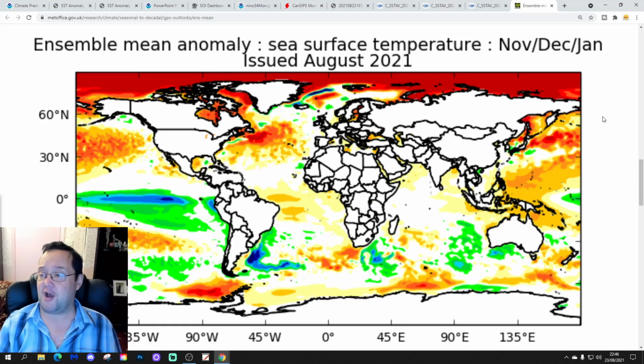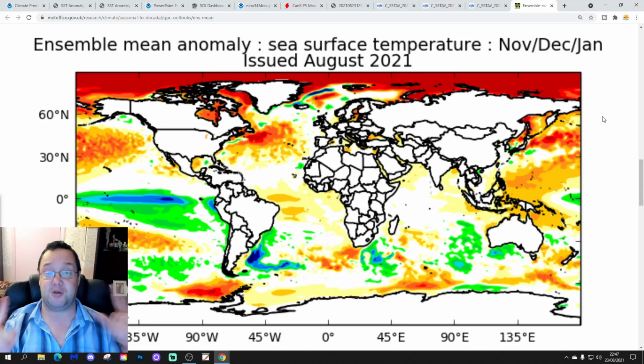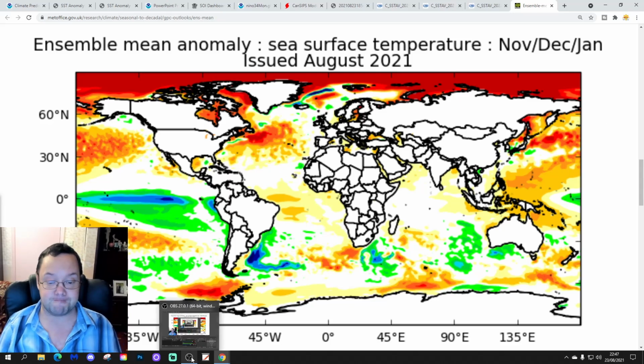Right, so that's the final Enso update of the year. Enso updates will return in January. So the Enso updates of 2022 will begin in January. But now, no more Enso updates because winter updates are starting in less than 2 weeks' time.